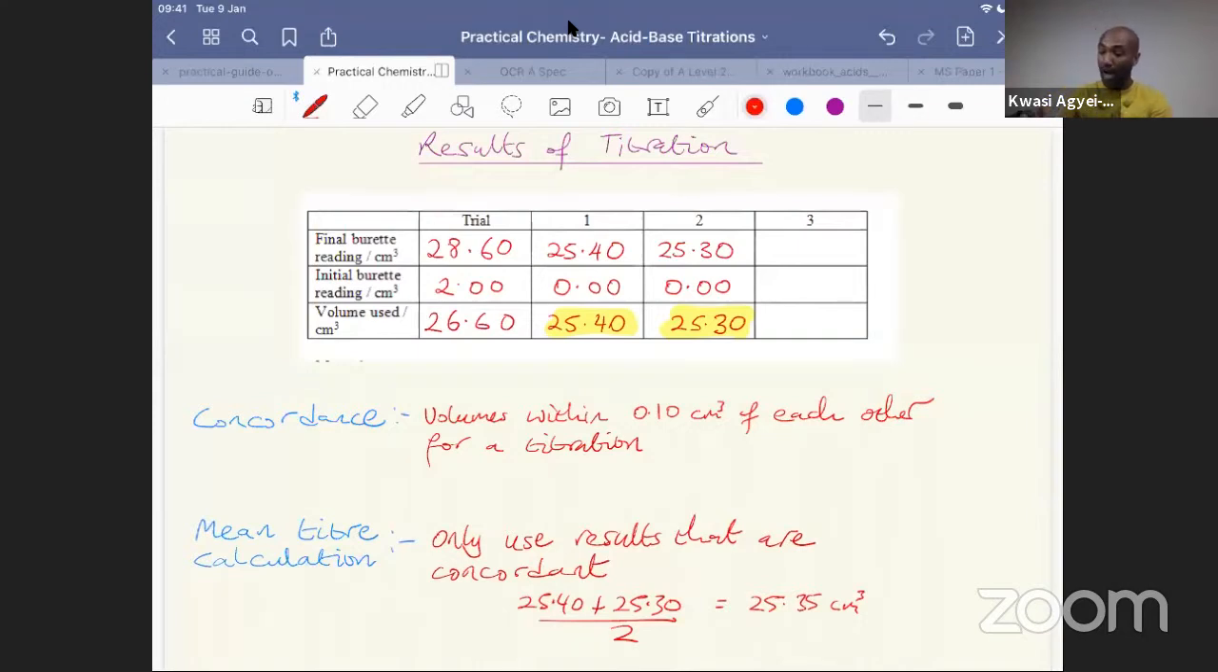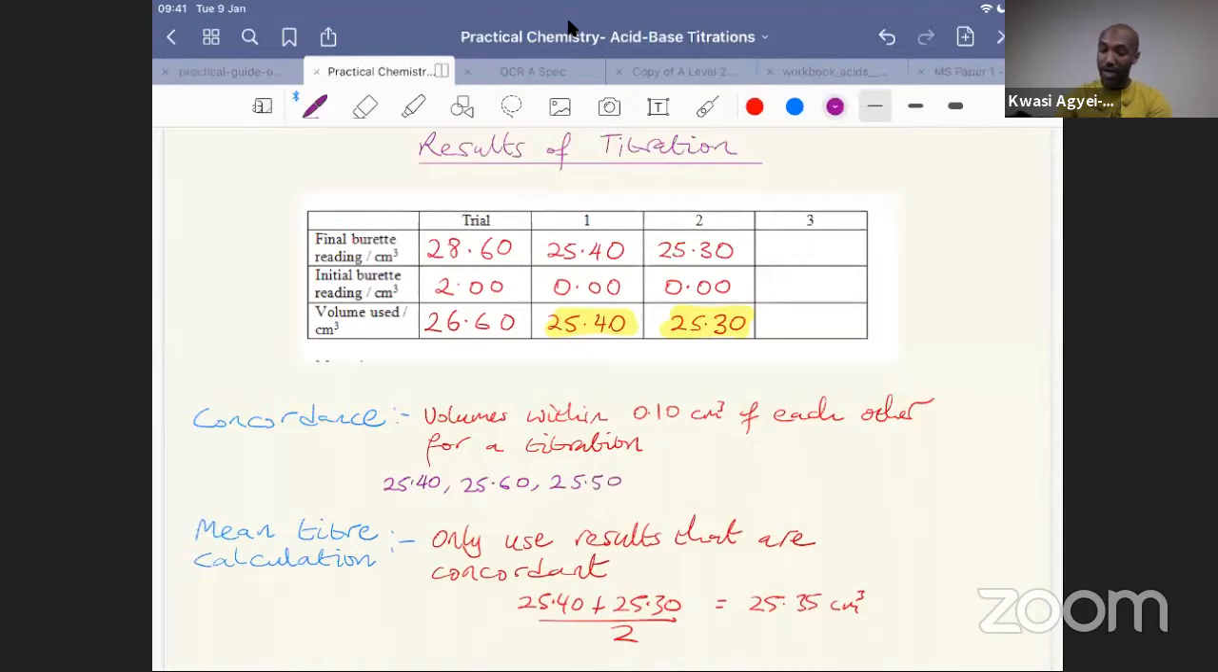Now where things become tricky for concordant results is if your first two results don't agree. So if we've got, say, 25.40 and 25.60, you can say these two volumes are not in agreement because they're not within 0.10 centimeters cubed of each other. That means that you need to go on to do a further titration. Let's say you do your third accurate run, and this time round you get a volume of 25.50.